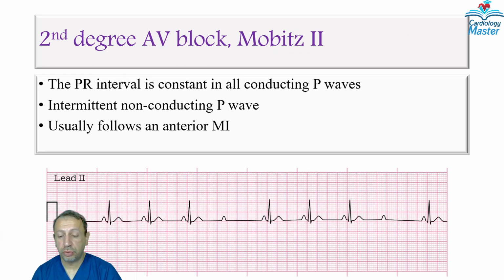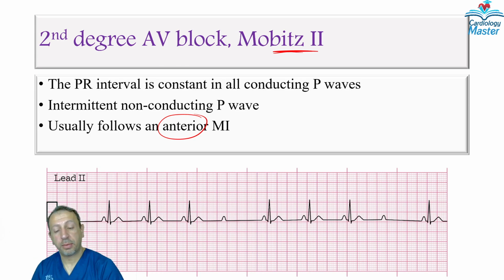Regarding Mobitz 2, Mobitz 2 is a little bit different, but also remember that it is associated with anterior myocardial infarction. Mobitz 2 is more common to occur with anterior rather than inferior. Mobitz 1 inferior, Mobitz 2 with anterior myocardial infarction. How should we differentiate and define it? The PR interval is constant. It's always constant, but there is one intermittent non-conducting P wave here.